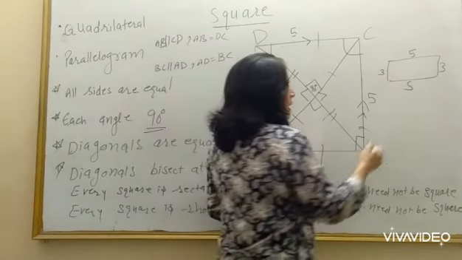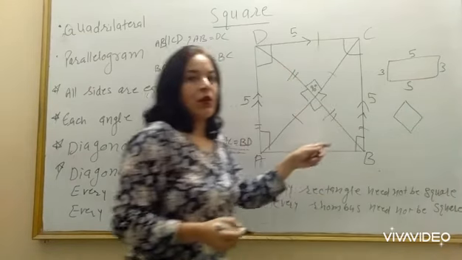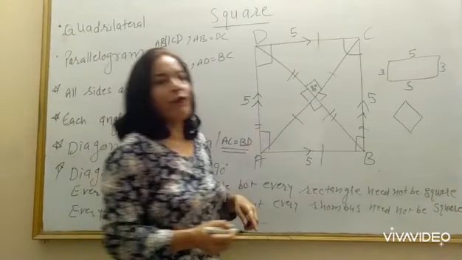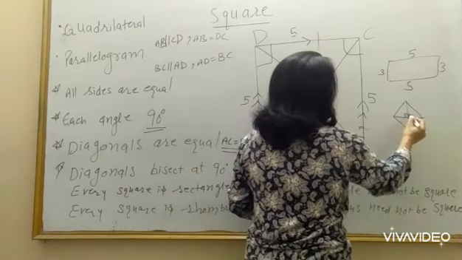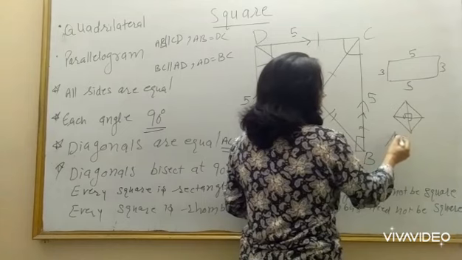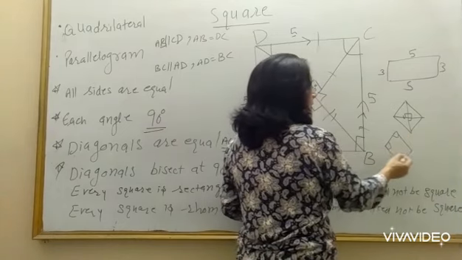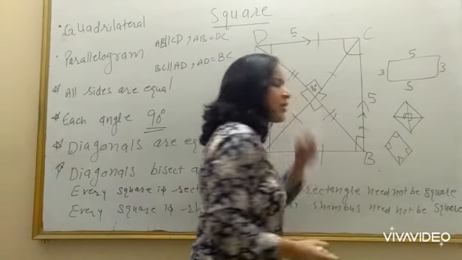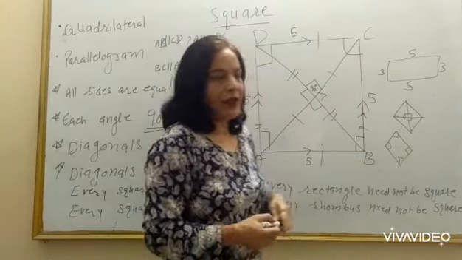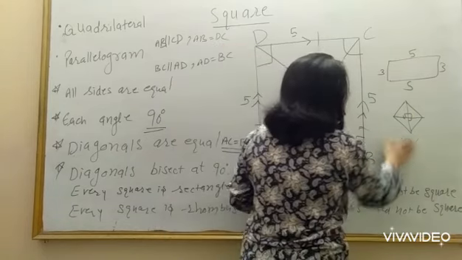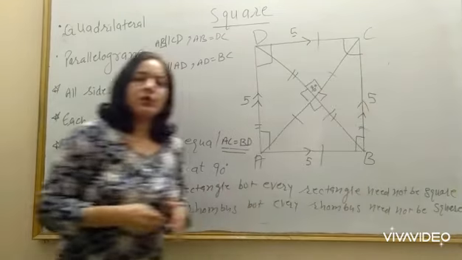And in a similar way, every square satisfies the property of a rhombus. Diagonals bisect at 90 and it is a parallelogram. But every rhombus is not a square, because in a rhombus the diagonals are not always equal, and the angle is not always equal to 90 degrees. In a square we need the angle equal to 90 degrees. So, clear the definition.